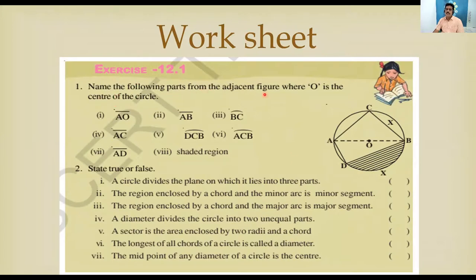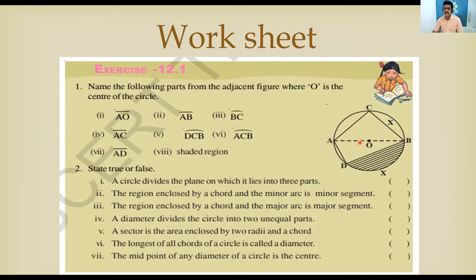Name the following parts from the adjacent figure where O is the center of the circle. See, this is the center of the circle. O is the center of the circle. And there are some names given, A, C, X, B, D, and so on. So we have to name the given representation. See, first it is given AO. Just I will tell you one or two, then I will give you homework. AO. That means from center to the point on the circle. What do you call this one? It is called the radius.